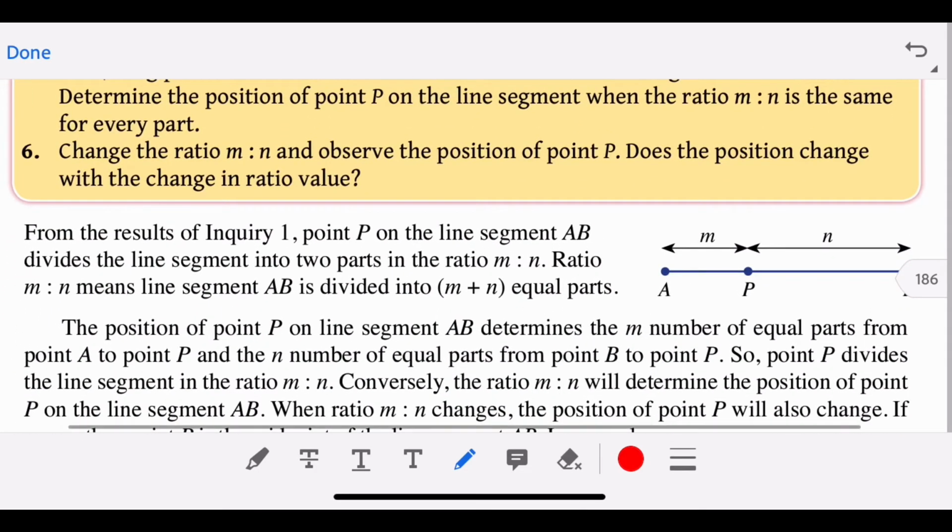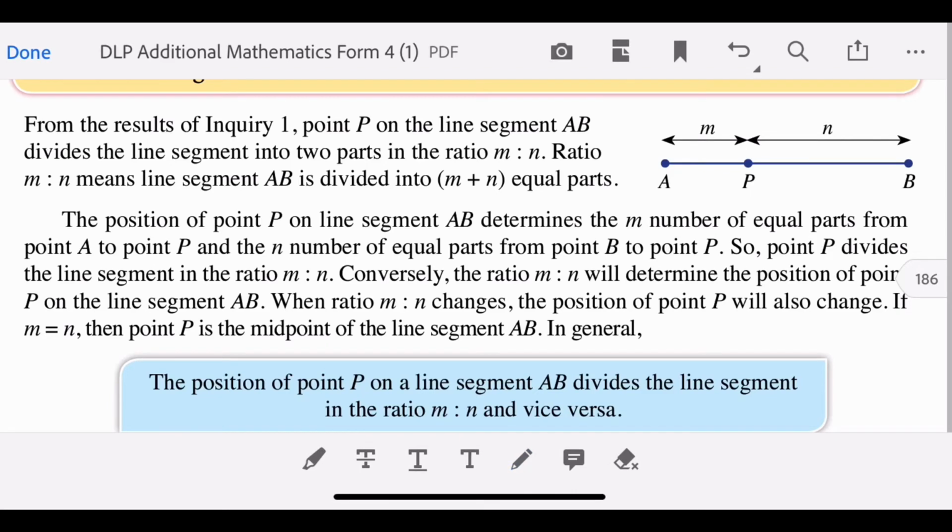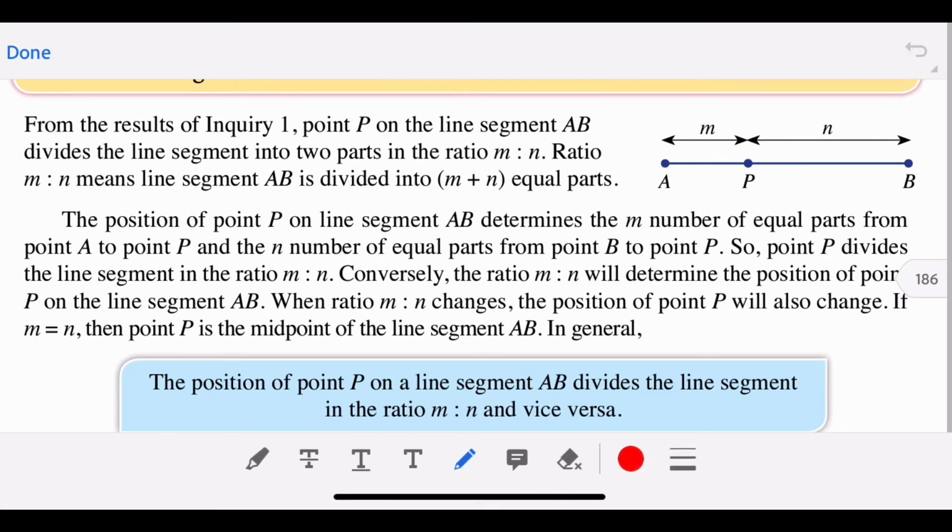Okay, after the activity: point P on the line segment AB divides the line segment into two parts in the ratio of m to n. Ratio m to n means line segment AB is divided into m plus n equal parts. Okay, m plus n equal parts. The position of point P on the segment AB determines the m number of equal parts from point A to point P and an n number of equal parts from P to B.